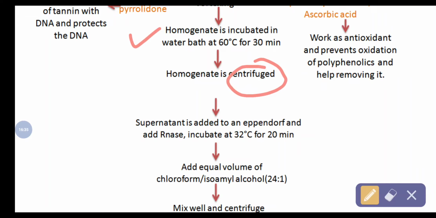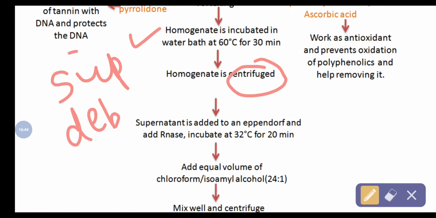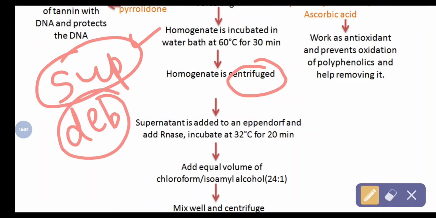What it will give you is two things. The first one is the supernatant and the second one is the debris. This supernatant consists of the DNA, and this debris consists of all the unwanted particles: the remains of the cell wall, the degraded proteins, the degraded lipids, whatever contaminants you don't want in your DNA, you will get them in the debris, the pellet. So you can remove this pellet easily by taking out the supernatant into a fresh Eppendorf.